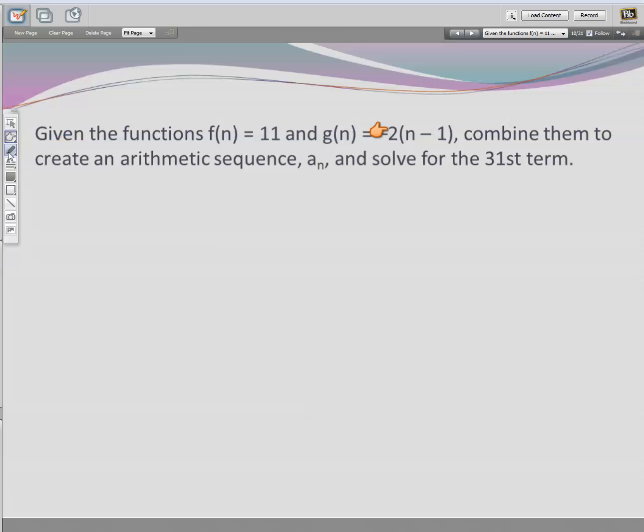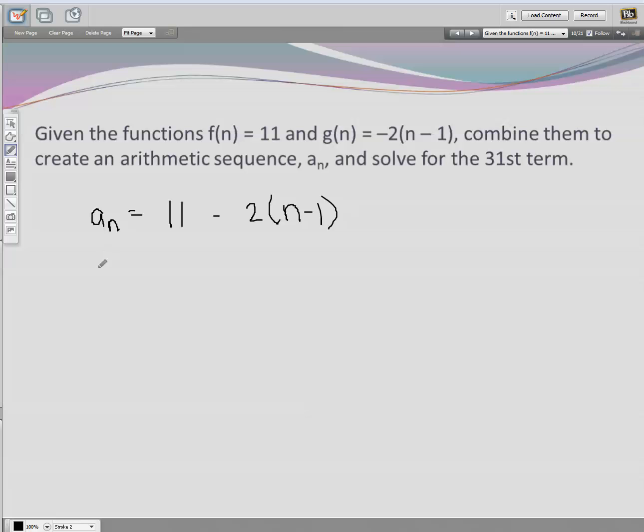So all we need to do is add those together. So f of n, which is 11, plus your negative 2 times n minus 1. And we're going to say that that equals the arithmetic sequence there. Because I have a plus and a minus here, the minus does take over. So if we want to just delete that plus sign and kind of move our negative to the middle here, we can do that. Okay, so there's our sequence, not too bad at all.